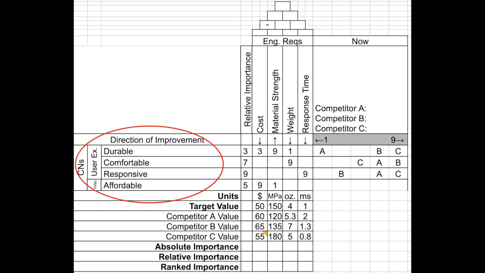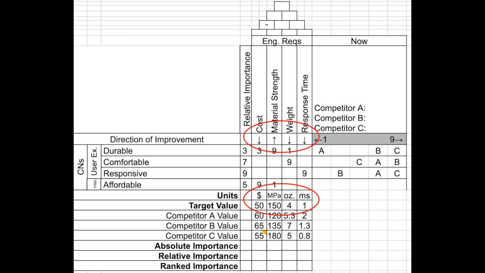Take this game controller, for example. Through our background research, we discovered the most important needs of our customers for a controller is that it is durable, comfortable, responsive, and affordable. We rank the customer needs based on the frequency of their response in surveys, and then we tie our engineering requirements to these needs with cost, material strength, weight, and response time.